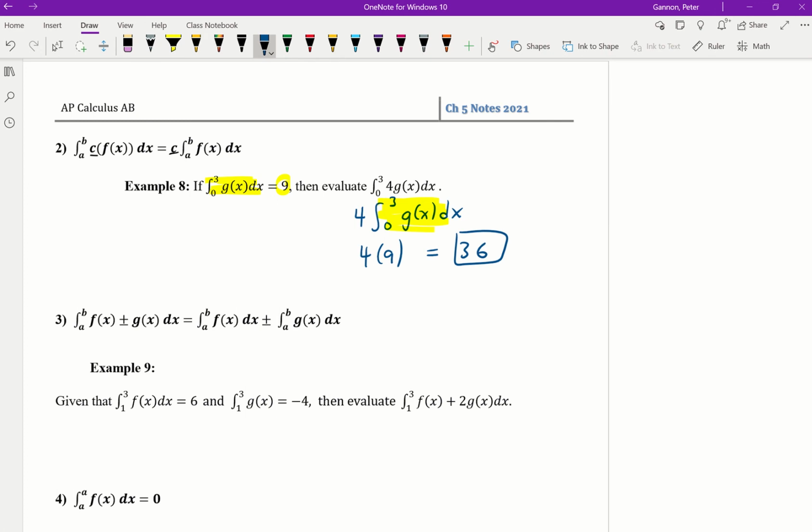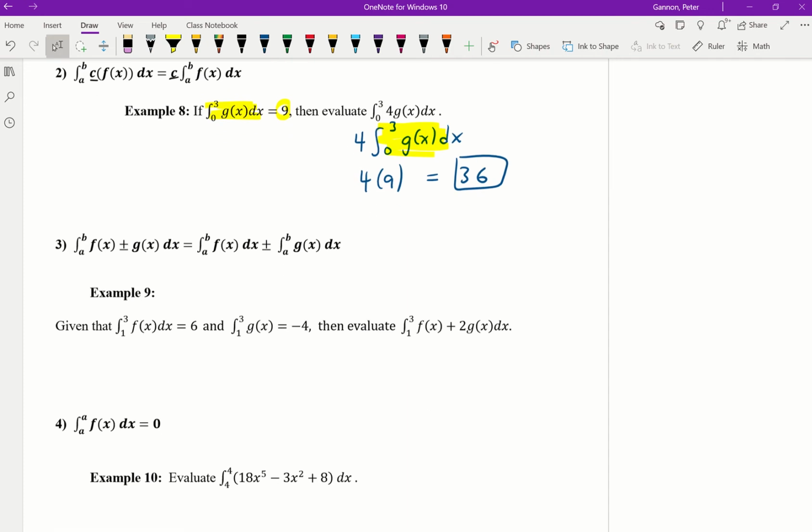Now, for the third property, we have the integral from a to b of f of x plus or minus g of x dx. And what this is saying is that we can separate this as the integral from a to b of f of x dx plus or minus the integral from a to b of g of x dx. So the integral of a sum or difference is the sum or difference of the integrals.